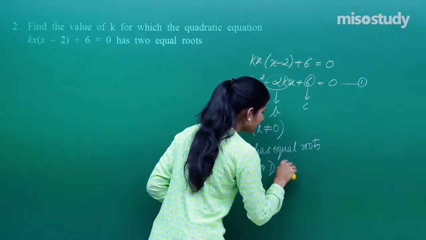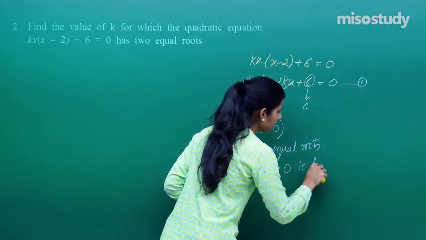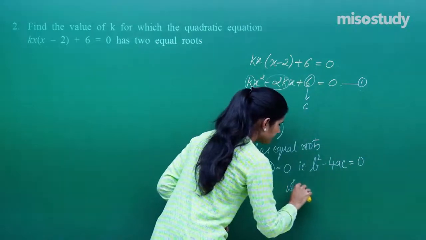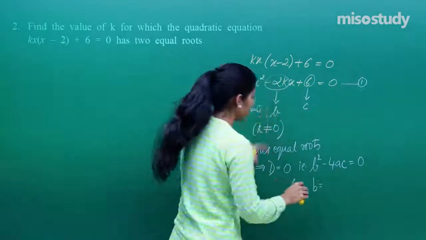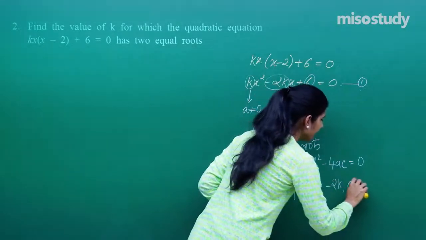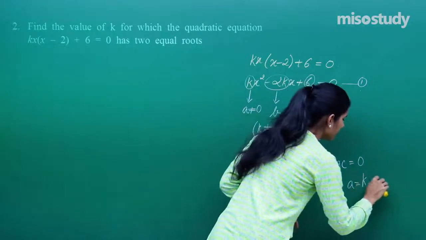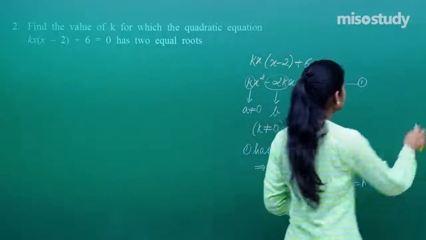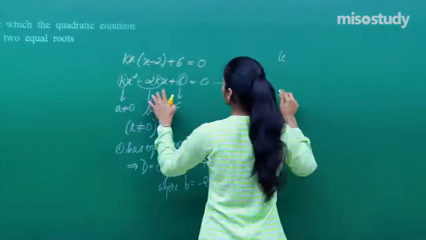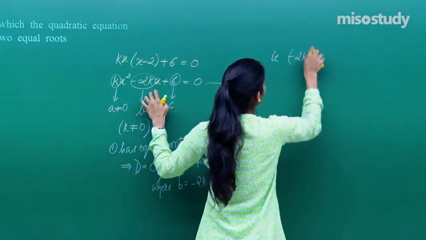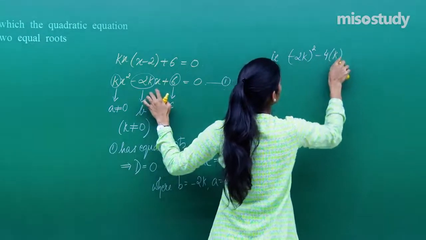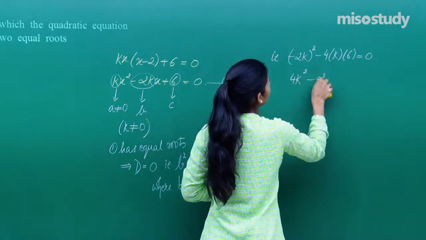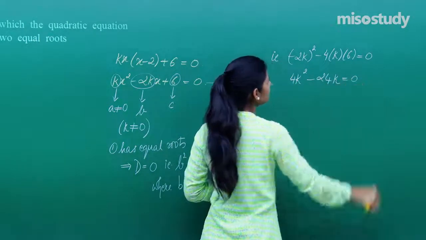implies discriminant is 0, that is b square minus 4ac is 0, where b is minus 2k, a is k and c is 6. Discriminant will be 0, that is b square minus 4ac. b square is minus 2k whole square minus 4 into a into c is 0, that gives you 4k square minus 24k is 0.